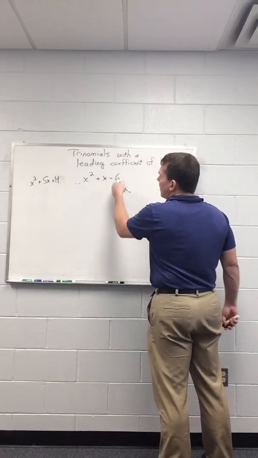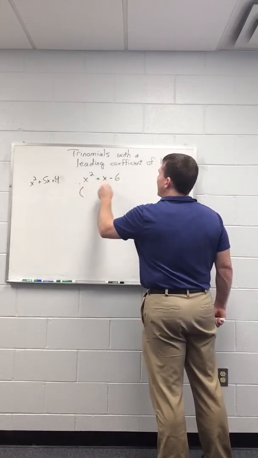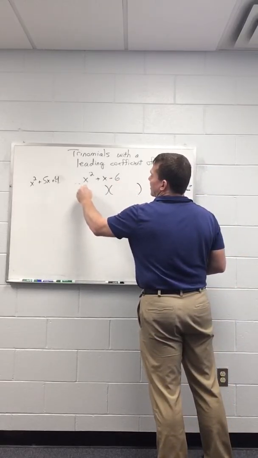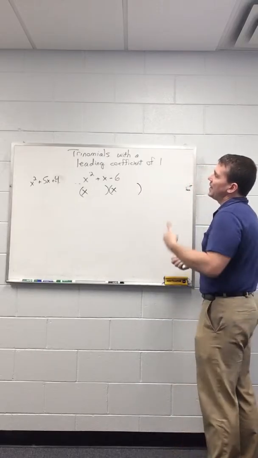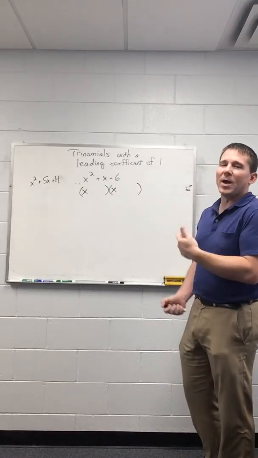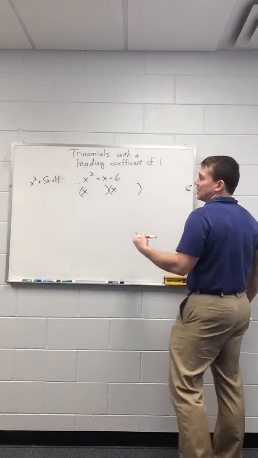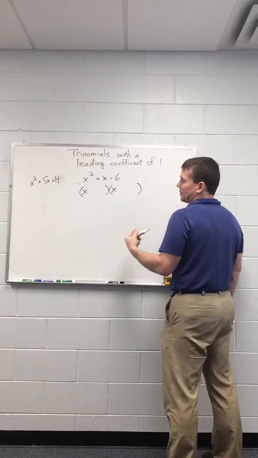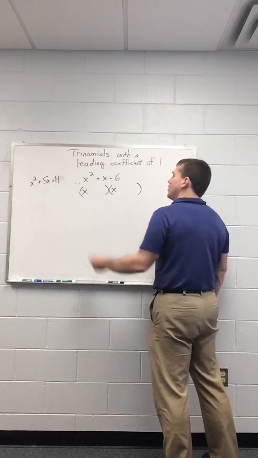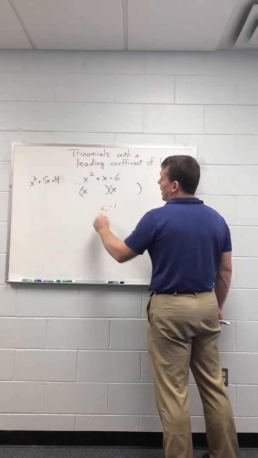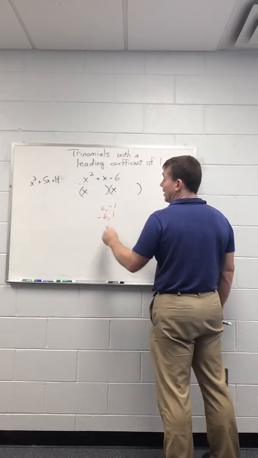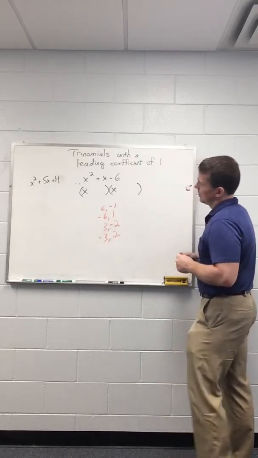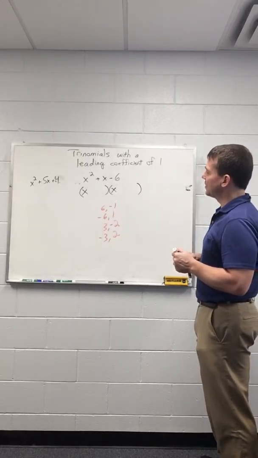Here, my constant this time is a negative 6. My leading term is still x squared, so I'll still get an x and an x. But now I need numbers that multiply to negative 6. I'm aware with practice you can do these in your head, but just for the purposes of this, I'll write them out. The only way I can multiply and get a negative number is if I multiply a positive times a negative. So let's see, I can multiply 6 times negative 1, negative 6 times positive 1, 3 times negative 2, negative 3 times positive 2. Those are all the things that give me negative 6.